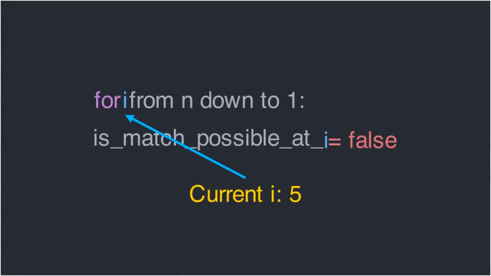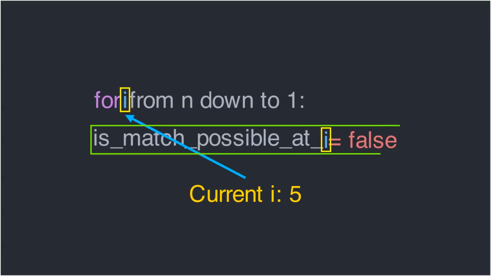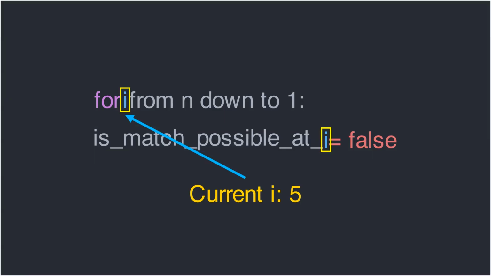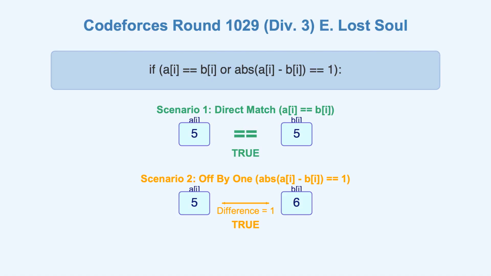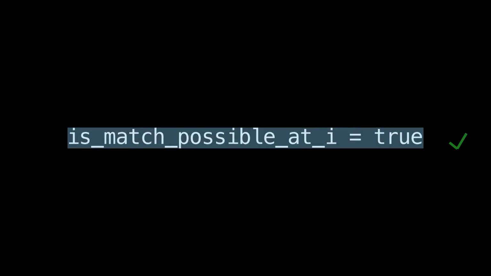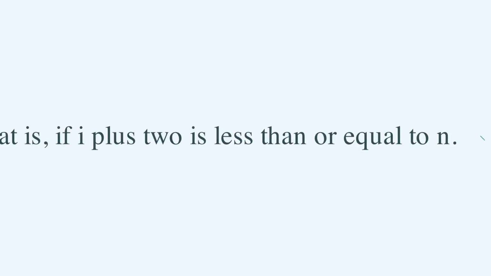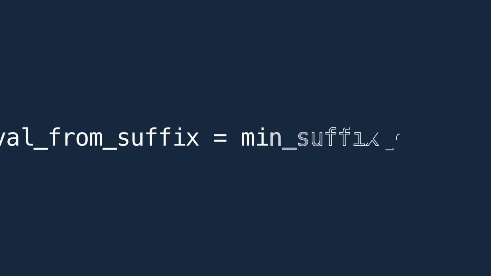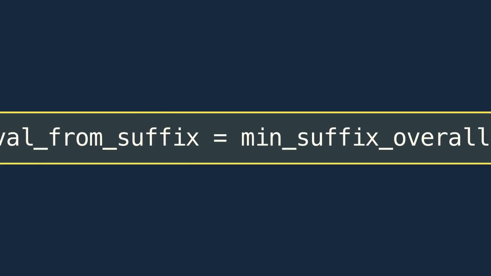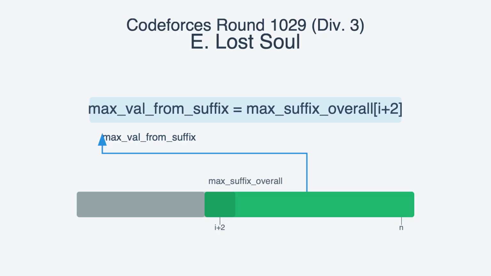Step 2, iterate from n down to 1 to find the largest i. Set is match possible at i to false. Condition 1, direct match or off by 1: if a_i equals b_i or the absolute value of a_i minus b_i equals 1, then set is match possible at i to true. Condition 2, use removal at i plus 1. This is only possible if i plus 2 is a valid index, that is, if i plus 2 is less than or equal to n. Calculate min value from suffix as min suffix overall at i plus 2. Calculate max value from suffix as max suffix overall at i plus 2.